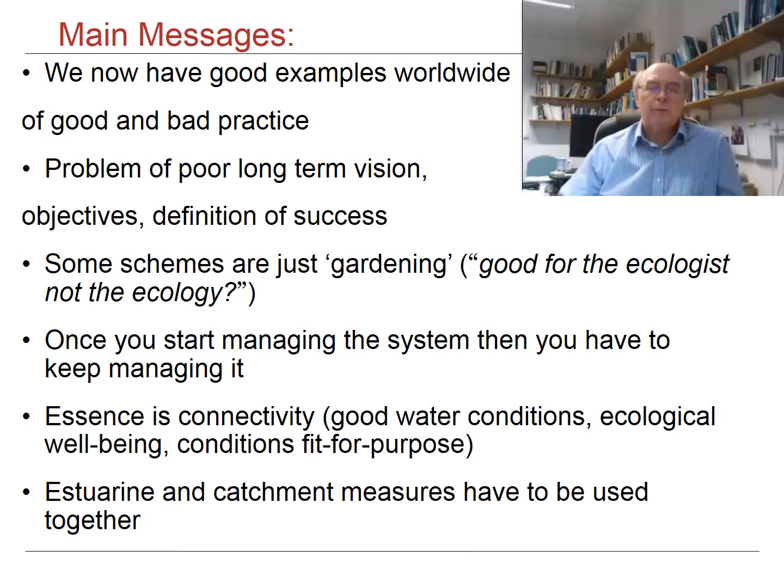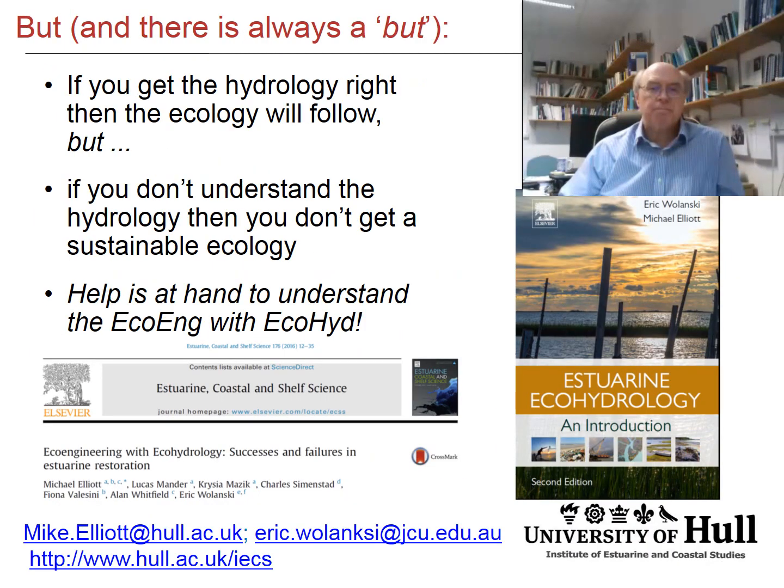And as you've seen with all the estuarine work, the essence is connectivity. If we have connectivity between the systems, between the land and the water, between the fresh water and the estuary, between the estuary and the sea, then we can try and recreate the systems. And then also the measures have to be holistic. They have to take in land, catchment, marine measures, and the estuarine measures. So the main message in all this: if we get the hydrology right, then the ecology follows. If we don't understand the hydrology, then we don't have a chance of getting a sustainable ecology.